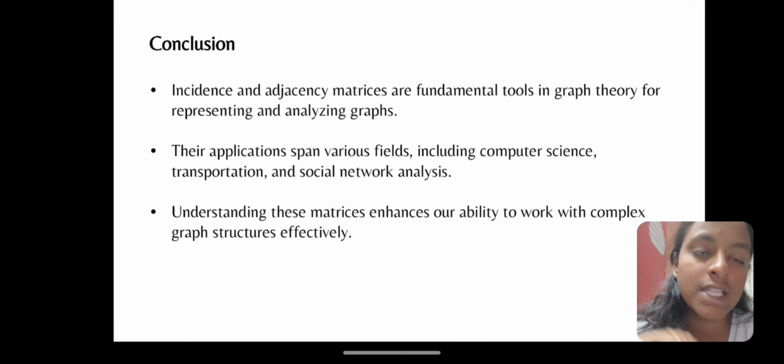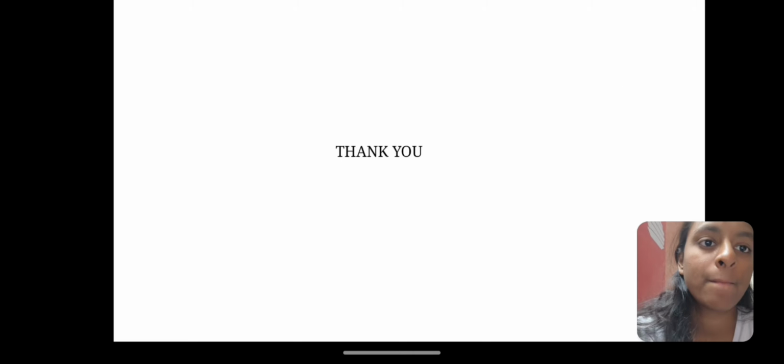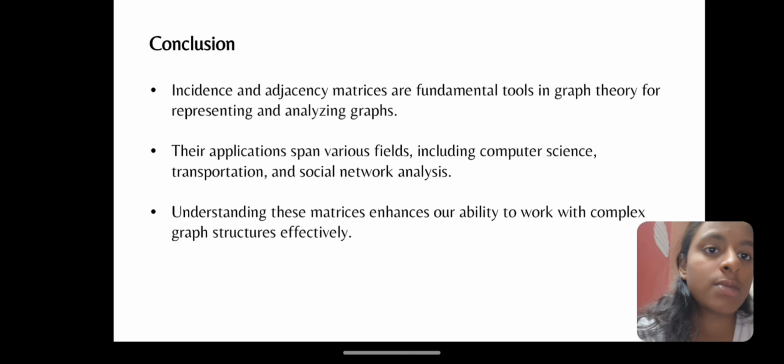To conclude, incidence and adjacency matrices are fundamental tools in graph theory for representing and analyzing graphs. Their applications span various fields including computer science, transportation, and social network analysis. Understanding these matrices enhances our ability to work with complex graph structures efficiently. So this is my basic idea on incidence and adjacency matrices in graph theory.